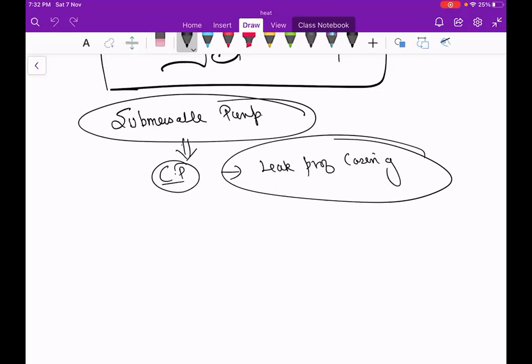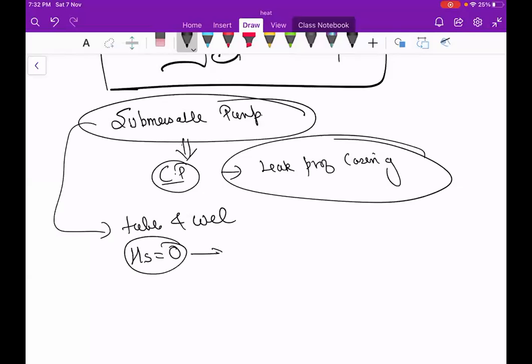It is most frequently used in the tube well and well. The most important point here is Hs equals 0, because it is placed inside the water. I told you the pump will work better when it pushes the liquid, and will not work as well when it pulls the liquid. We have seen that for a centrifugal pump there is a limitation of 10.3 meter in pulling, but there is no limitation in pushing.